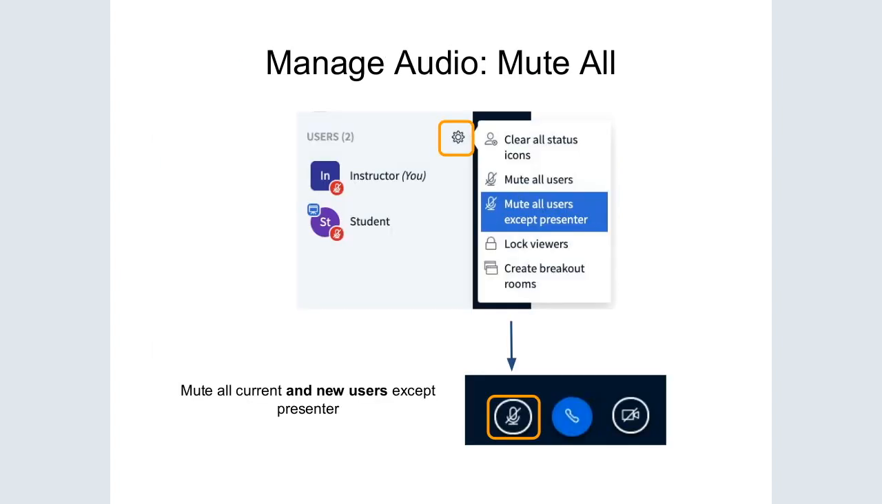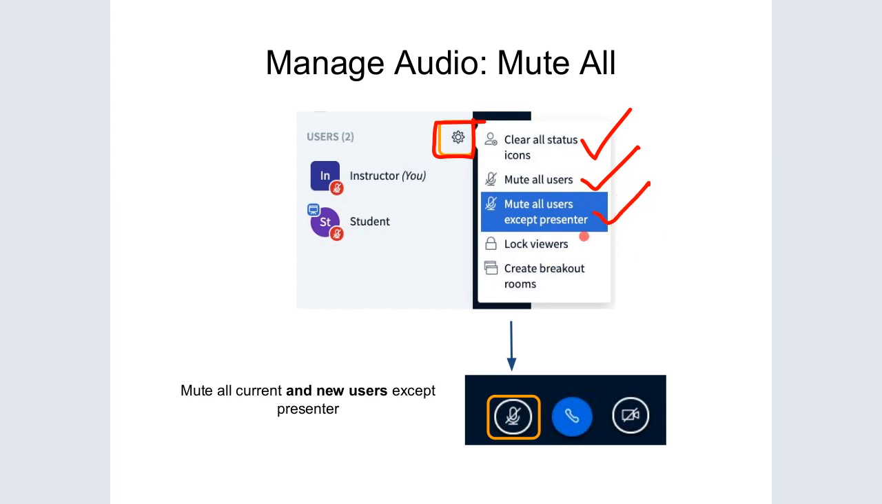As a moderator, I'm able to manage all of the users, in particular their audio. Previously, this setting was found underneath the users list. Now, as a moderator, I see that right next to my users list title, and it's easily accessible. Within that menu, I'm able to clear all of the status icons. I'm able to mute all of the users. When this is engaged, it mutes everyone, including the presenter and all other moderators.